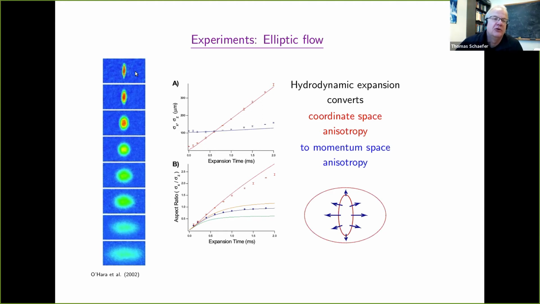You turn the trap off, and the scale of these pictures is not changing. So you see that indeed in the long direction, it's essentially not accelerating at all. But in the short direction, it's accelerating very quickly so that eventually it becomes round. And then indeed, it becomes deformed the other way. And so the experiment you can do is just to measure these two radii.